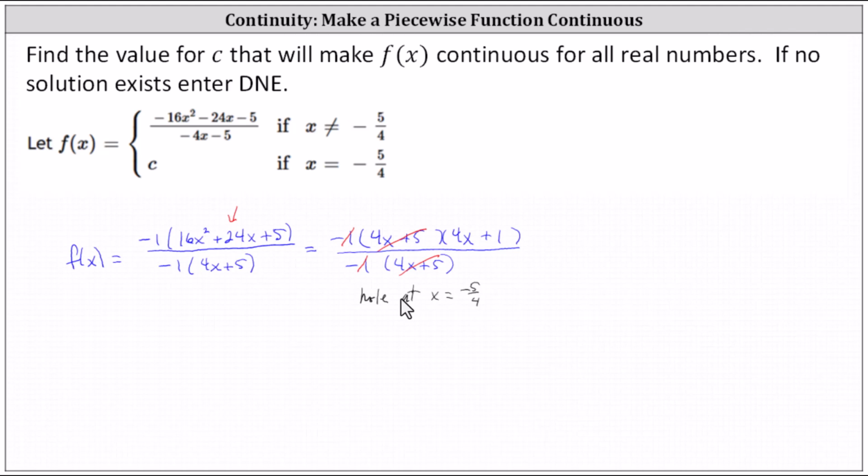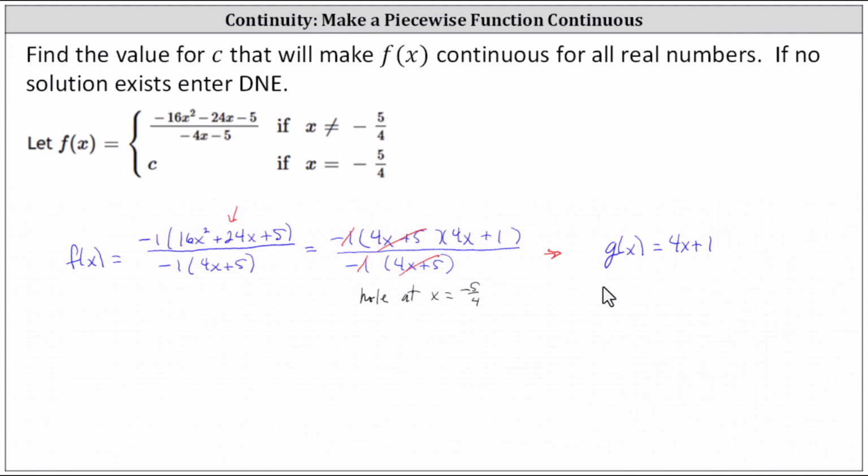So let's call the simplified function g of x. If we let g of x equal 4x plus 1, again the graph would look just like the graph of f of x, except there would be no hole at x equals negative 5/4, which means we can use g of x to determine what the value of c must be at x equals negative 5/4 to plug the hole in the function f of x to make the piecewise defined function always continuous.